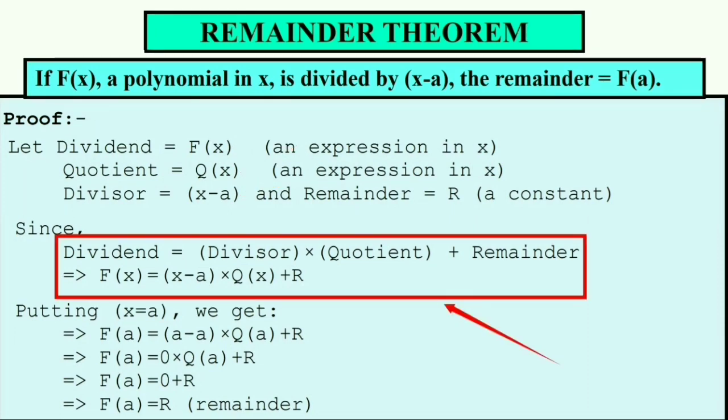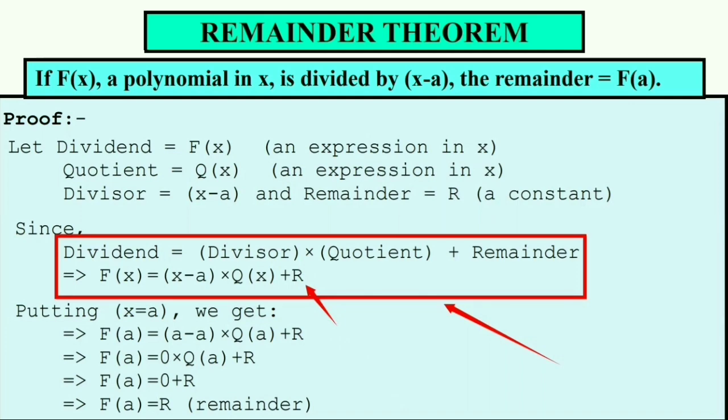Again, by the division rule, we know dividend is equal to divisor multiplied by quotient plus remainder, where dividend is a function of x and it is named as f(x). Quotient is another function of x which is named as q(x), and x minus a is the divisor. And here you see the remainder is written as r, because we know that the degree of the divisor is 1, hence the degree of the remainder is 0. So remainder is a constant term and it is not a function of x.